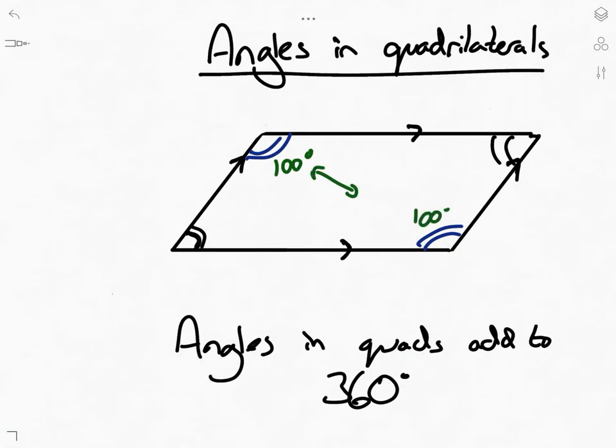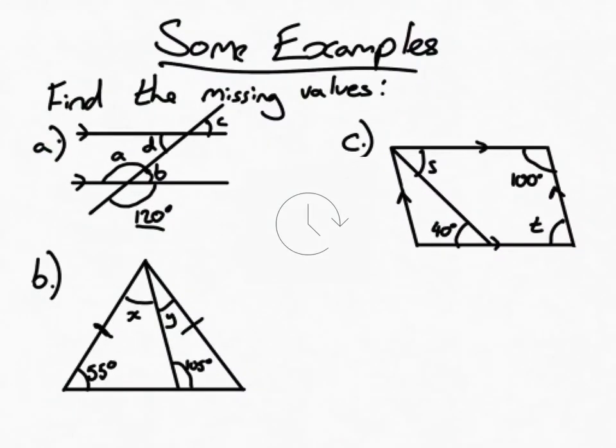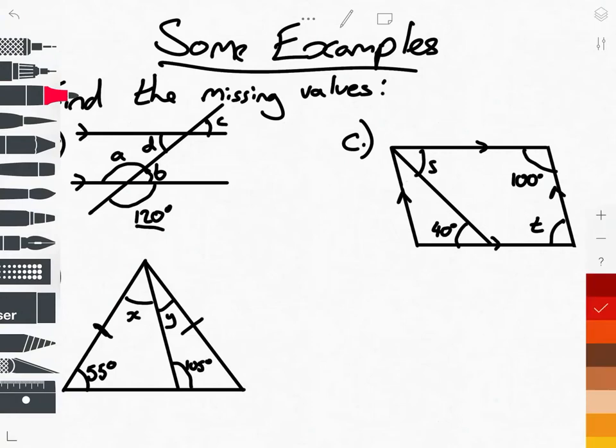So this is 100. So now we know 100, add 100, so 100, add, let's call this A, B, A, add B equals 360. A and B are the same, so we'll just say A equals B, so let's replace this one with an A. So we have 200, add 2A equals 360, 2A equals 160, and A equals 80. So that's just an example quickly. Let's do some actual examples.